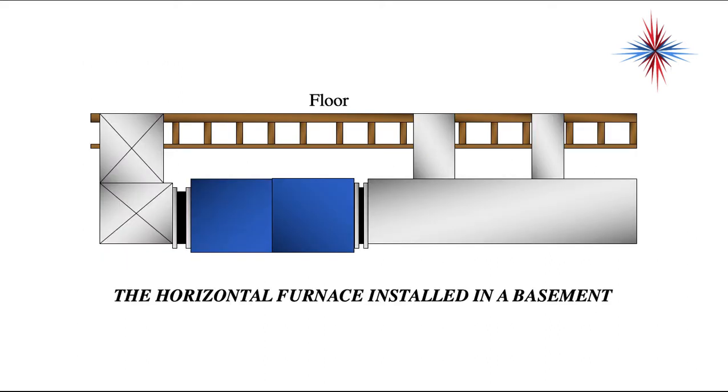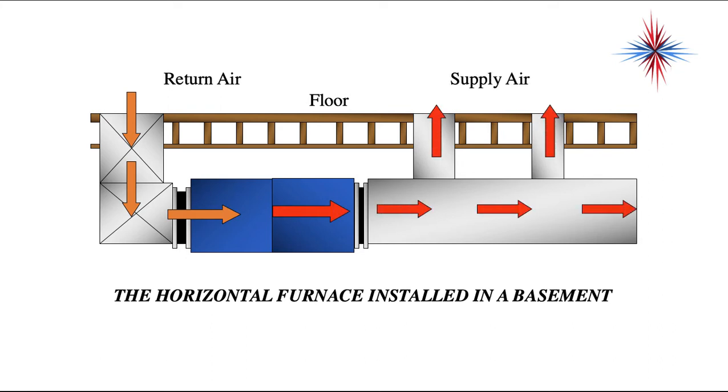So this is a horizontal furnace installed in a basement. We have a central return in this case, which I don't recommend. And we have our supply registers and duct. Now, if this was in an attic, just turn it upside down and the air would be blowing down. So once again, we pull our return air in, we increase the pressure, we push it through the heat exchanger and out the supply air registers.